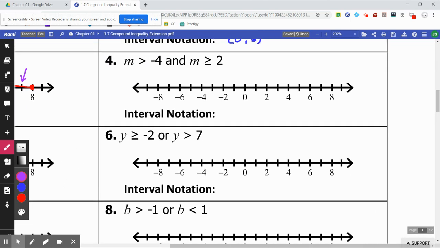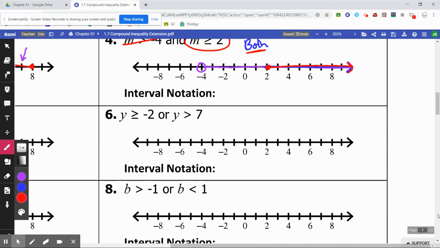Number 4, m has to be greater than -4. So m has to be one of these numbers, but it also must be greater than or equal to 2. So think of it like this. It must be both. Which numbers are covered by both lines, by both colors? That would be the numbers from here on. So if this is your statement, your solution would be all the numbers here, and the rest of it doesn't even matter anymore. That'd be all the numbers from 2 to infinity, including 2.